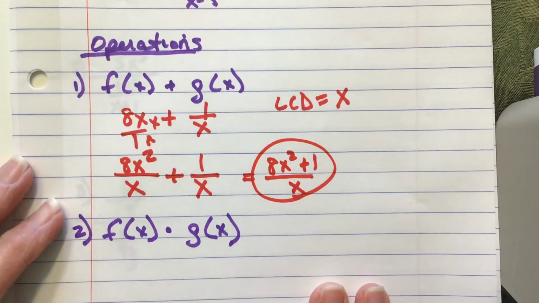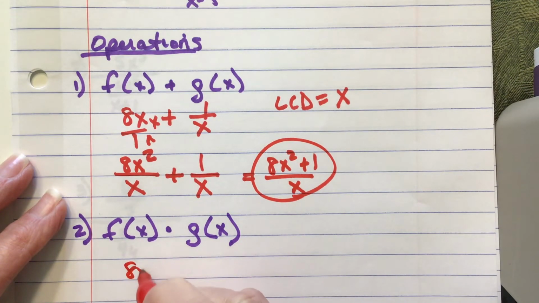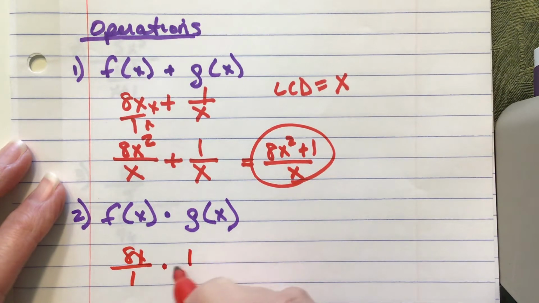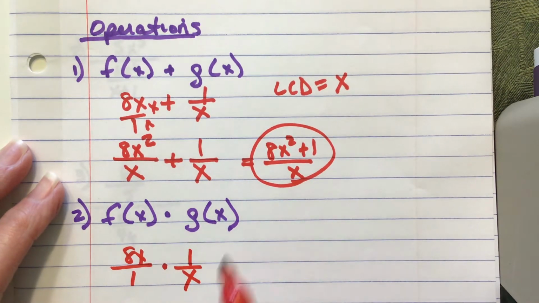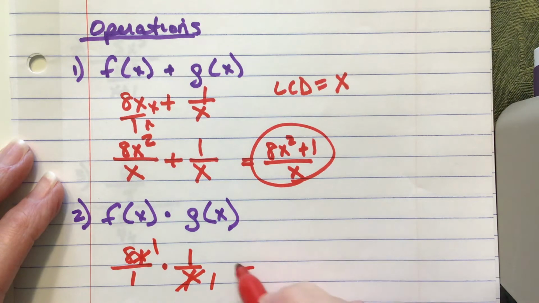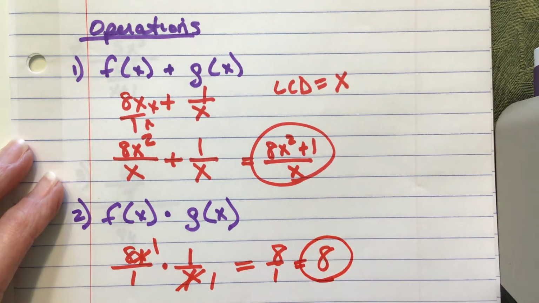Now in this one, I want to multiply. So if you remember that f of x was 8x, and I can write that 8x over 1 if I want. g of x is 1 over x, and if I multiply those, I can cancel. x goes into x once, x goes into x once, so I'm left with 8 over 1, and we just normally write that as the whole number 8.